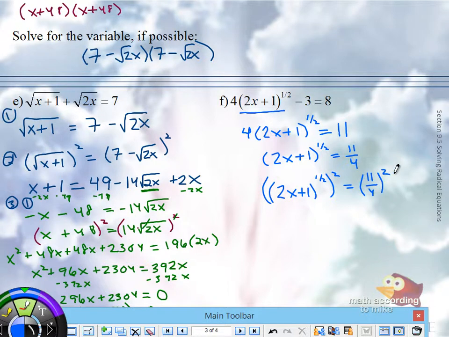What is 2x plus 1 to the 1/2 to the second? 2x plus 1, because these cancel. The power to power you multiply, and that gives you a 1 there. What is 11/4 squared?